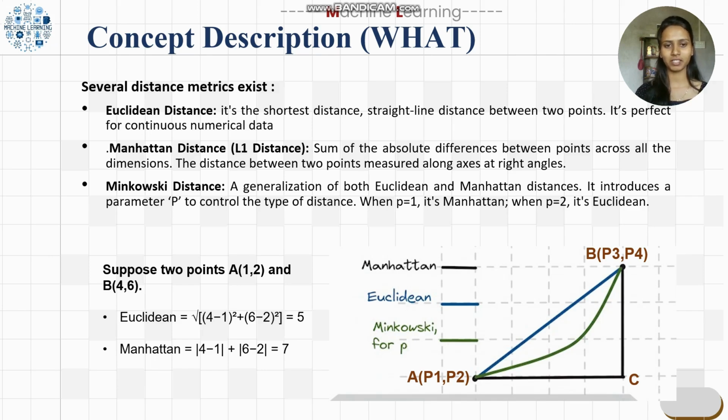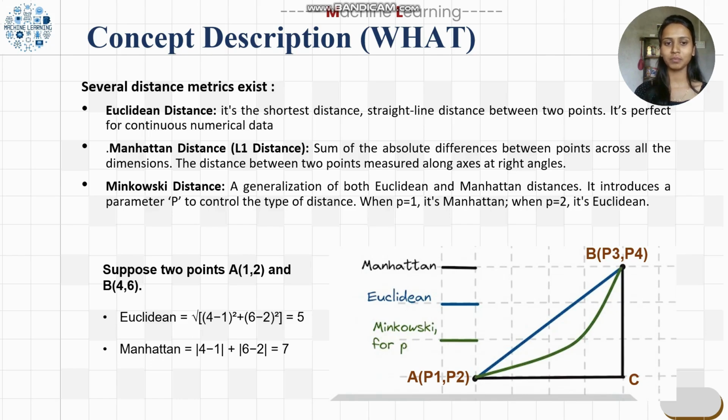Next is Manhattan distance. We can also call it L1 distance. It basically means the sum of the absolute differences between points across all the dimensions. We cannot directly measure the distance diagonally like Euclidean distance. We have to measure the distance along the axis, like the diagram indicates. We won't directly measure the distance between A and B. We have to go through point C to measure the distance between 2 points. Manhattan distance is good for outliers present in the data set.